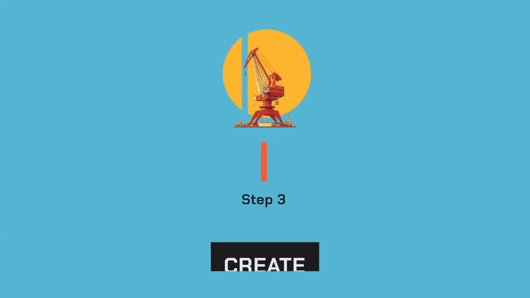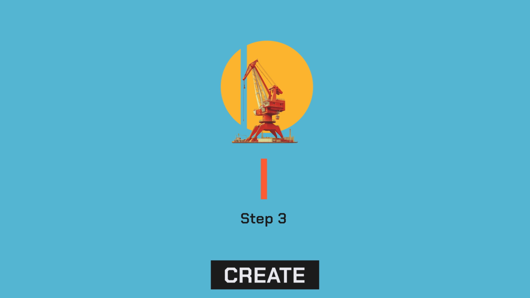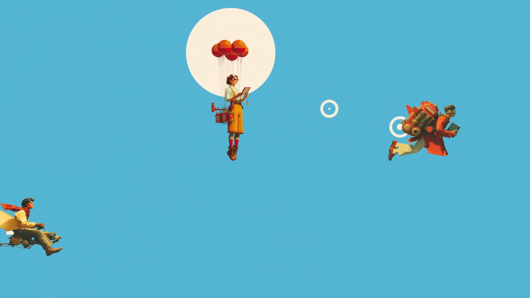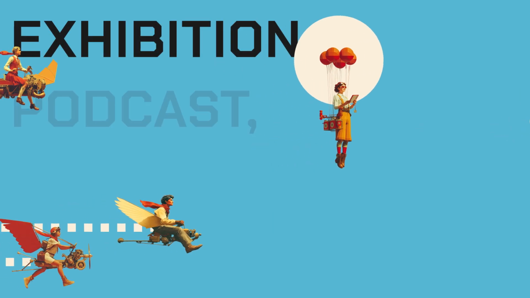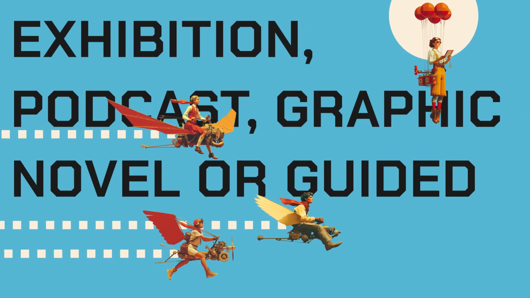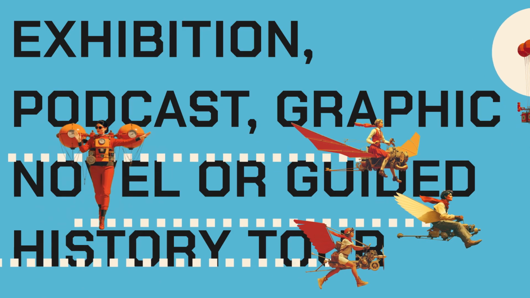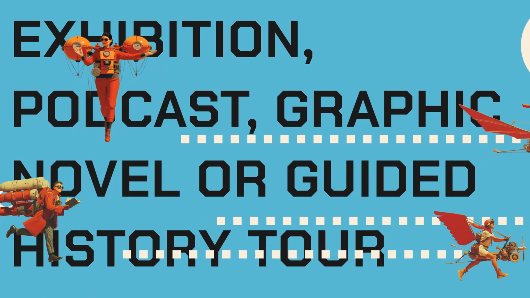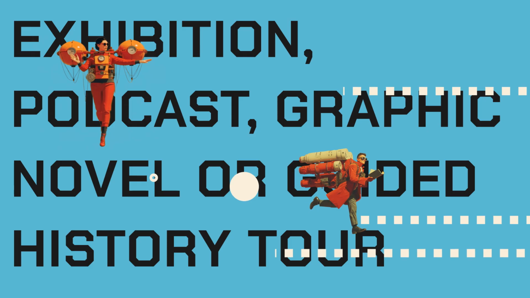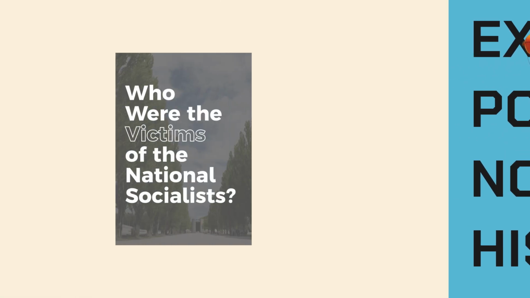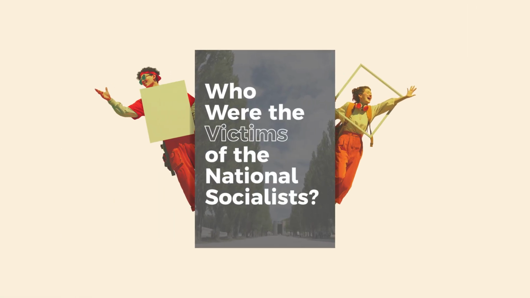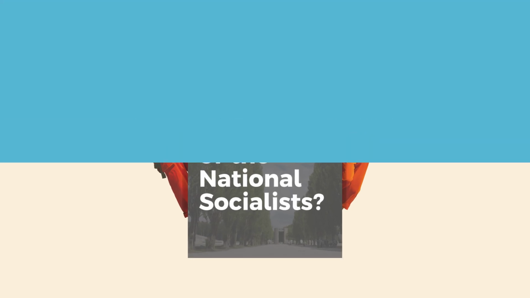Step 3. Create. In this step, students are invited to co-create an end product in which they can creatively present their research. It can be an exhibition, podcast, graphic novel, or guided history tour. You can invite relevant experts to guide the process. In our toolkit, Who Were the Victims of the National Socialists? You can find some examples of what students created across Europe.